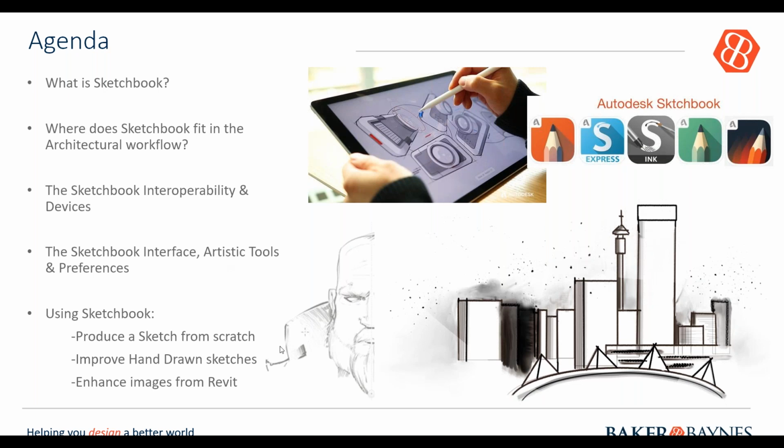And then we're going to do a couple of things. We're going to use Sketchbook to produce a sketch from scratch. Then we're going to use a hand-drawn sketch that's been scanned in to improve or enhance it. And the last one is to get an image from Revit that's been exported out and enhance that drawing for presentation work.